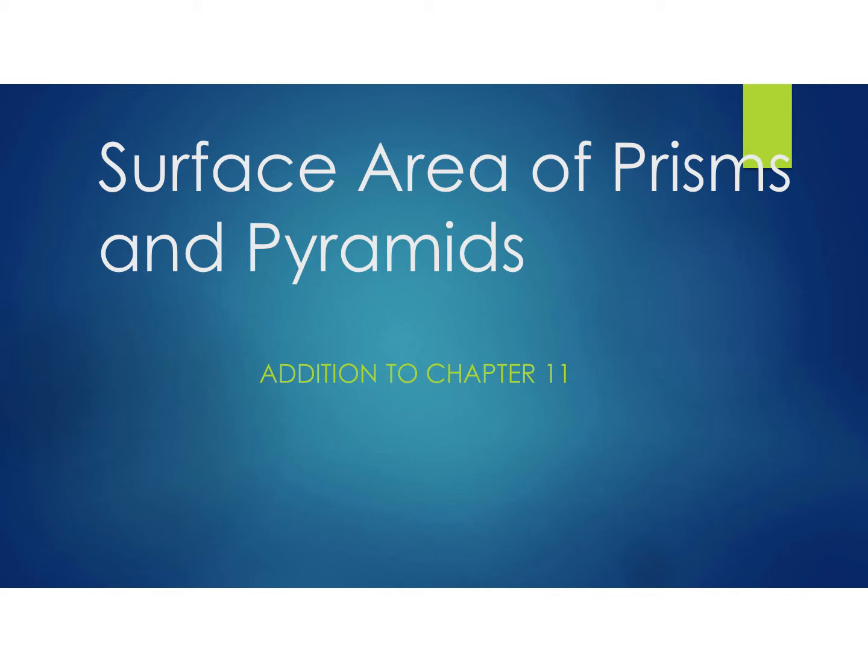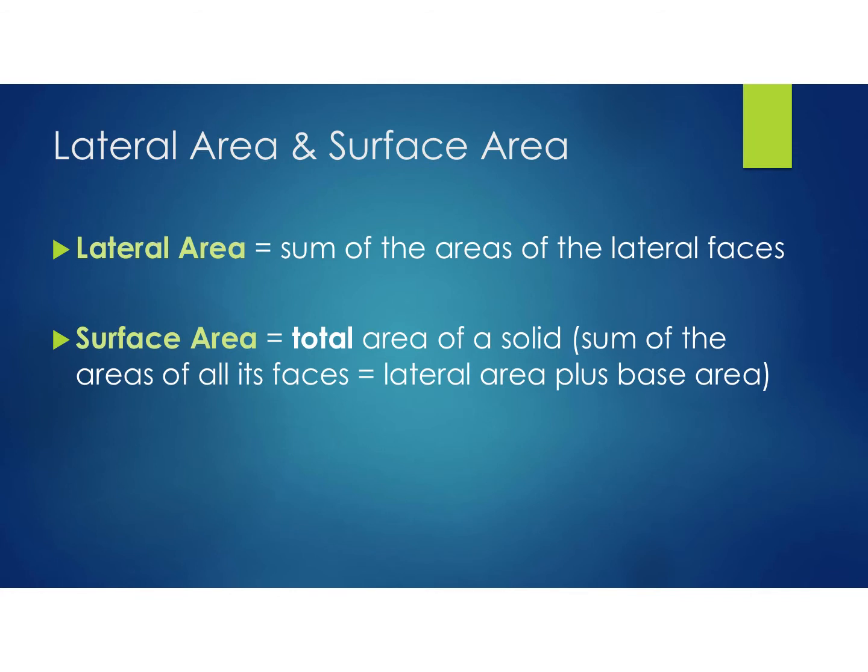Technically, as long as you know the basic formulas, you can just go ahead and do each face separately and add them up. And that's probably what they taught you in middle school. What I'm going to show you today is if your solid, your prism or your pyramid, is a regular solid, then we've got a shortcut formula that we can use. So the first thing we're going to do is define what lateral area is and what surface area is. The lateral area is going to be the sum of the areas of the lateral faces.